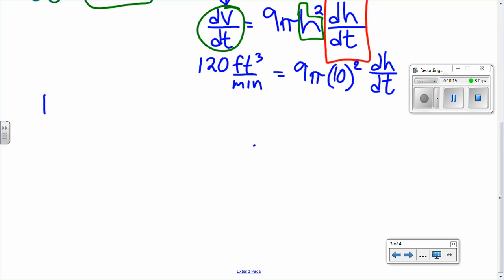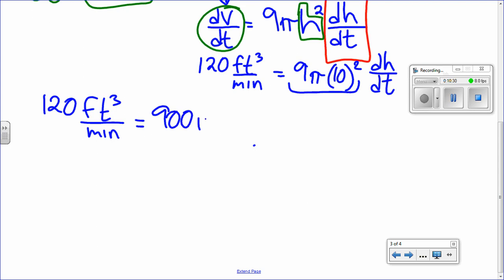Okay, so let's see what we can do. So 120 cubic feet per minute. And here I'm going to multiply this quantity. So 10 squared is 100. 100 times 9 will be 900. So 900 pi dh over dt.